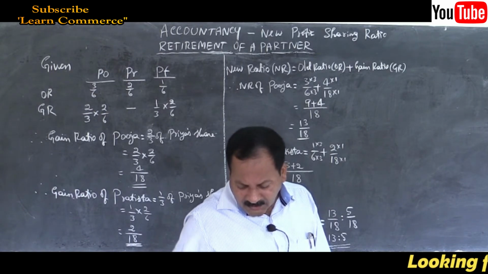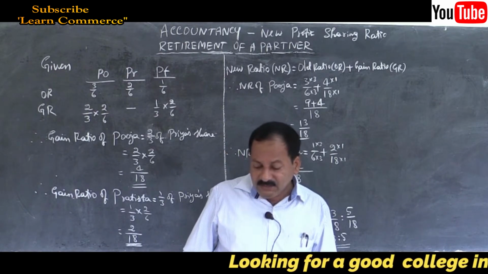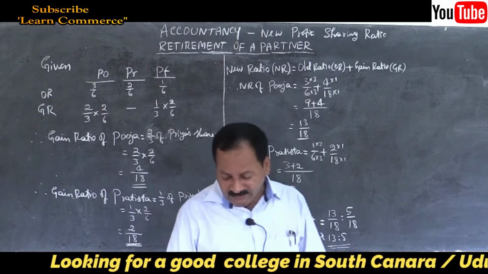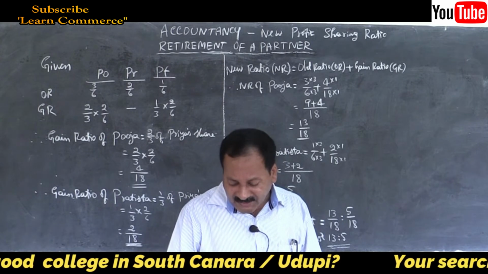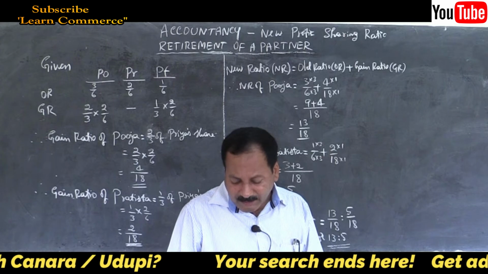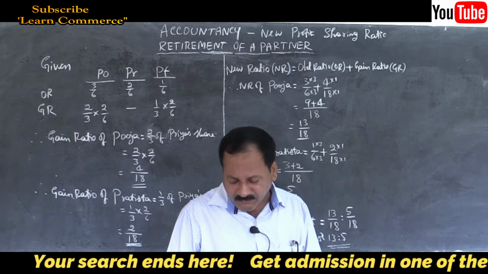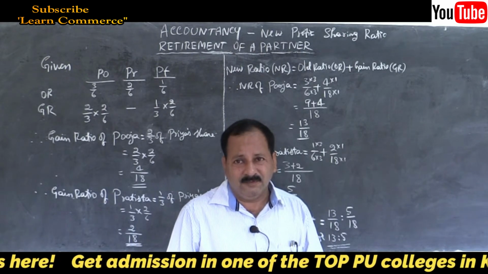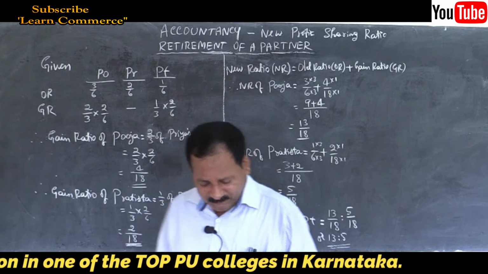PQR are partners sharing profits and losses in the ratio of 3:2:1. Old ratio is given. Q retires and his share is acquired by P and R in the ratio of 3:2. Similar problem. But still, let me solve it.